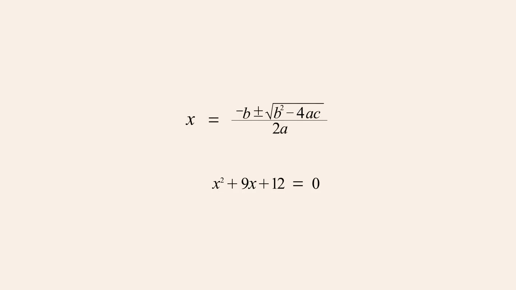This quadratic equation is in general form, and the constants a, b, and c are 1, 9, and 12. Substituting these values into the quadratic formula, we replace a with 1, b with 9, and c with 12.